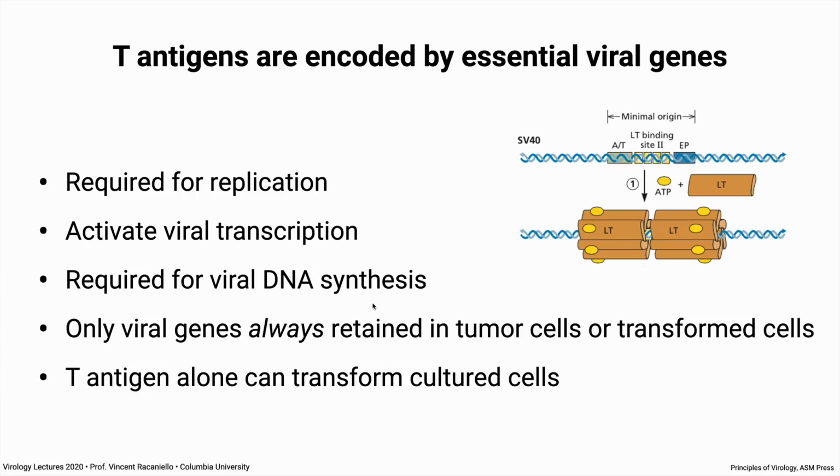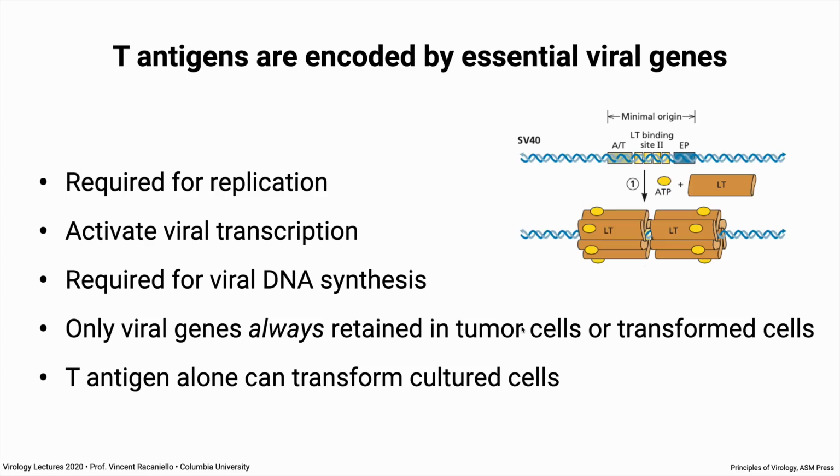Now remember, for SV40, you know that T antigen is an essential gene. T antigen of SV40 is required for replication. It activates transcription. It's needed for viral DNA synthesis. The large T binds to the origin and recruits the DNA synthesis machinery. And the key here, these are the only viral genes always retained in tumor cells or transformed cells. So if you take any of these viruses and you infect cells in culture, you get transformed cells, and put those in an animal and get a tumor. The only viral proteins that are in all of them are the T antigens.